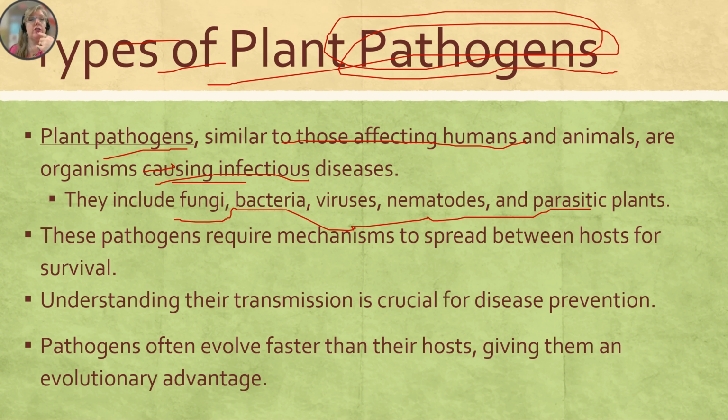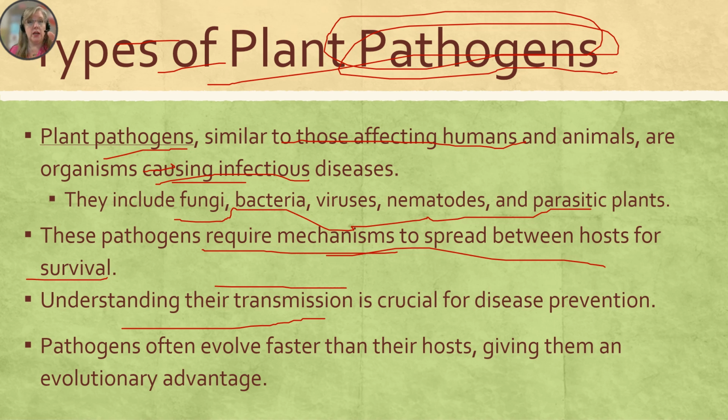Okay, the pathogens are going to require mechanisms to spread between hosts for survival. If they can't figure out how to spread from one plant to the next, they're going to die. That's how they reproduce, and that's how they extend their own life. And if we can understand the transmission, how they're moving from one plant to the next, we can prevent these diseases. If we can figure out how they're moving, we can make them stop.